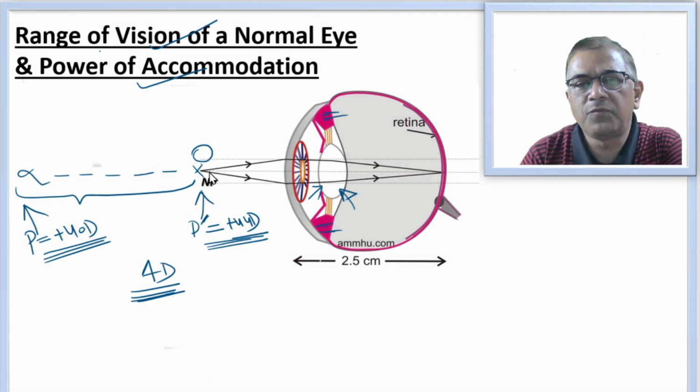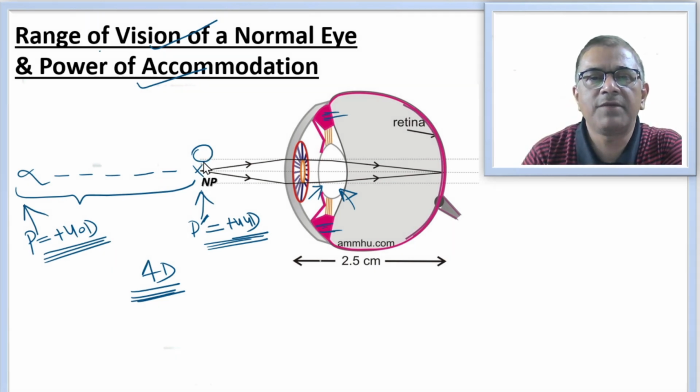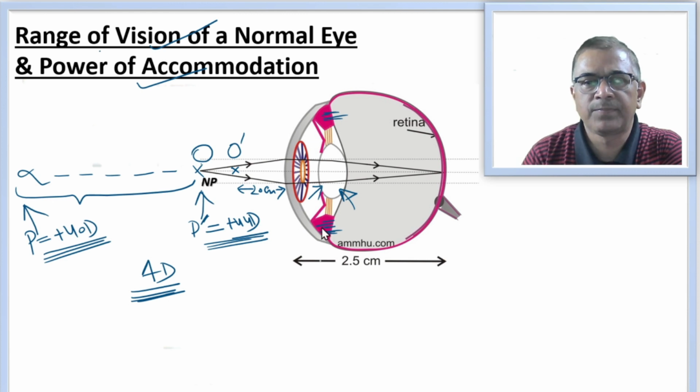Dear friends, I would like to draw attention to the fact that if the object is brought further closer to the eye, that is, if the distance of the object from the eye is less than 25 centimeter, say the object happens to be at a position O dash and the distance is say 20 centimeter, the ciliary muscles will be in a more strained state. Eye may be able to see the object, eye may be able to form its image at the retina, but eye will get tired quickly.